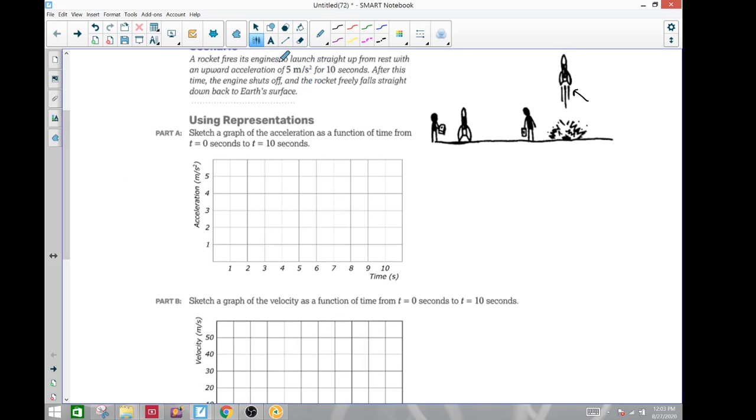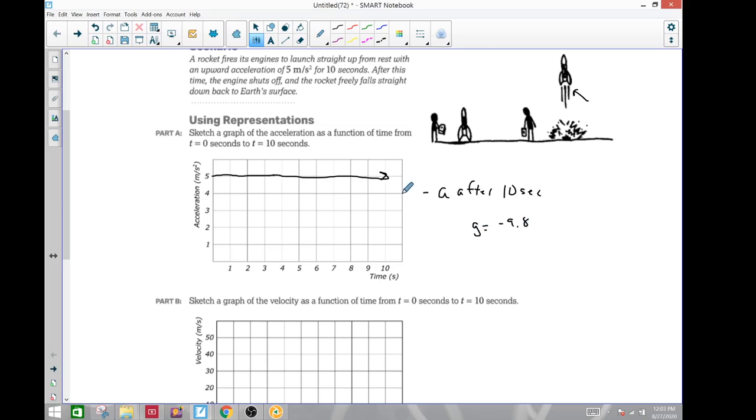So let's grab ourselves just a straight line. Use a pen. Here's our 5, and it's just going to be like that. Going to cut across here for 10 seconds, and then it changes. The engine shuts off. One little side question: what is the acceleration after 10 seconds? The answer is that now you're just in Earth's pull, and that would be the acceleration of gravity, which is negative 9.8.